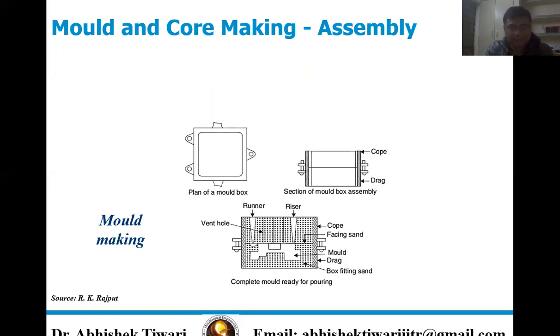So this is typical mold making. This is the plan of the mold box, and this is the section of the mold box assembly. This is cope and drag, two parts of the mold, and this is the runner, riser, and vent holes. This is the cope, this is the drag, this is facing sand, this is box fitting sand. So this is the complete mold ready for pouring.